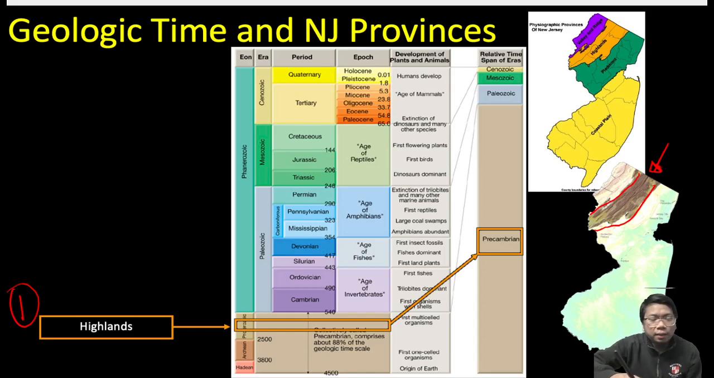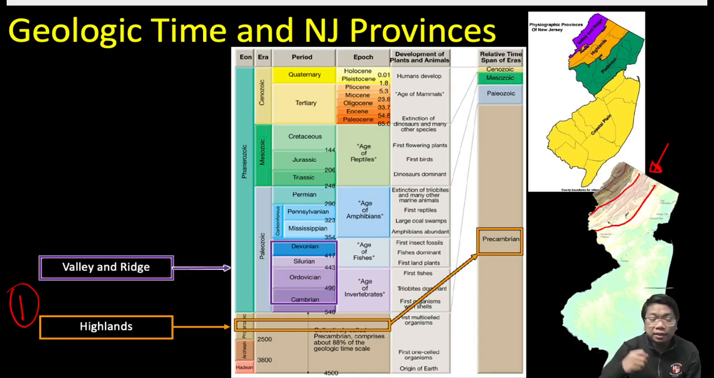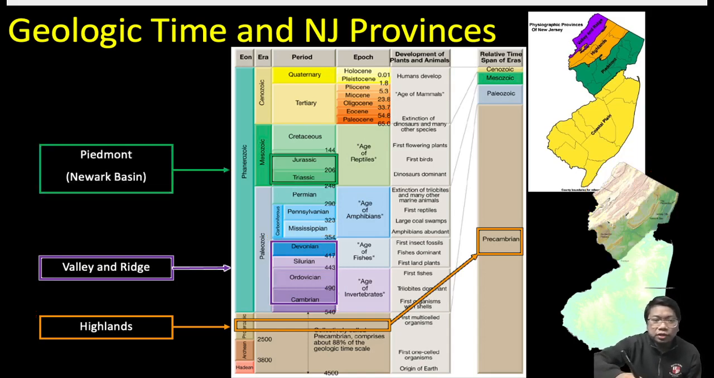But anyway, after the Highlands, we have the Valley and Ridge. The Valley and Ridge covers the Paleozoic rocks right here, the rocks in this bracket, and it occupies the northwestern part of the state. Then after Valley and Ridge, we have younger rocks that occupy the mid section of the state, right over there.